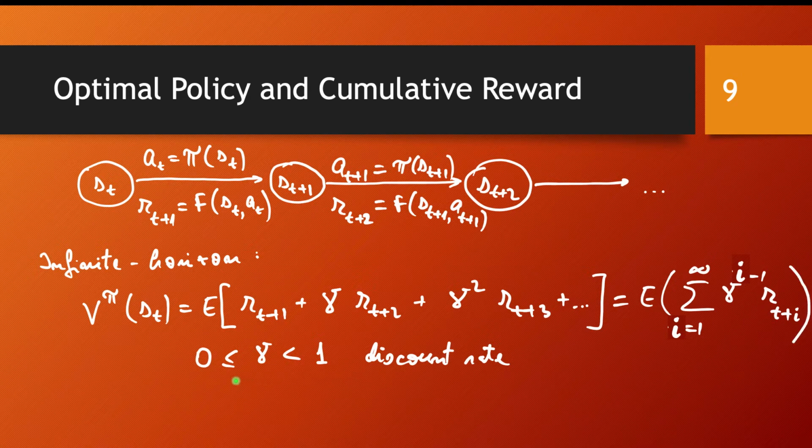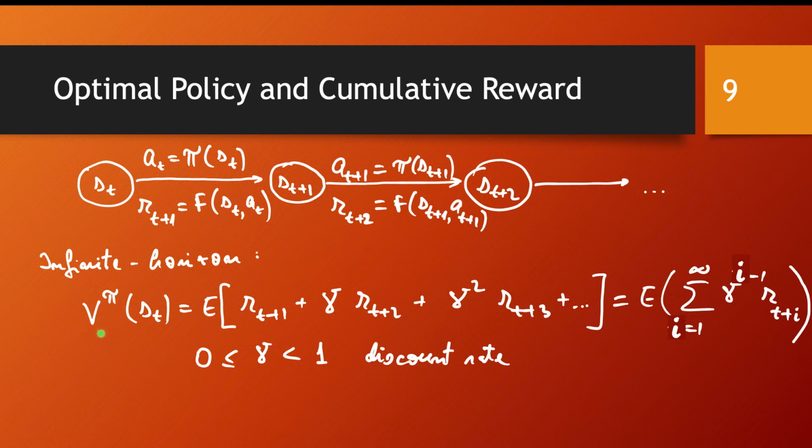Just one more comment on this discount rate gamma. Obviously, if we choose gamma to be equal to 0, we are only going to look at the immediate reward we are getting, and we are ignoring all the later rewards. On the contrary, if we have a non-zero gamma, and maybe a larger gamma approaching value 1, we are going to put more and more weight on later rewards.